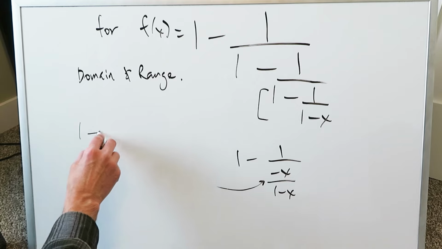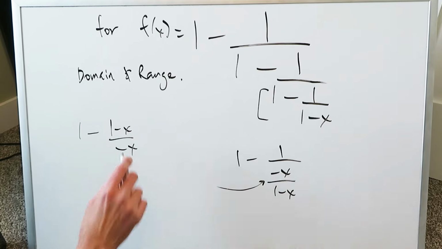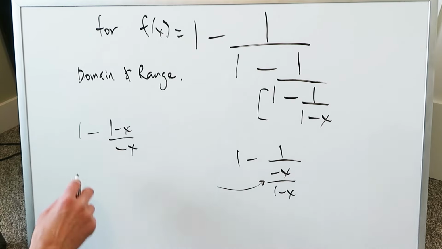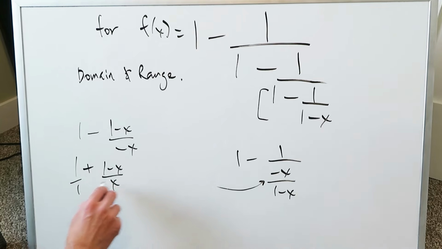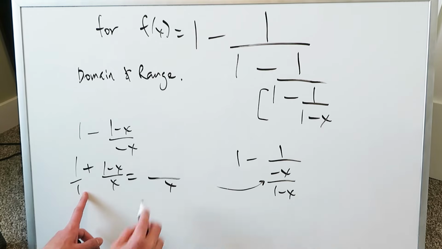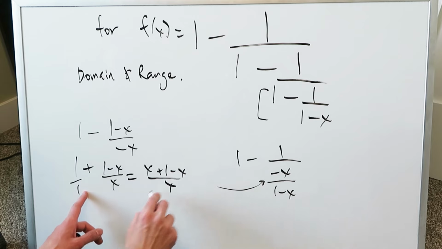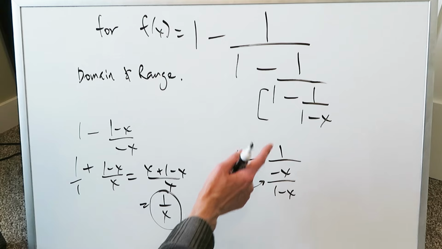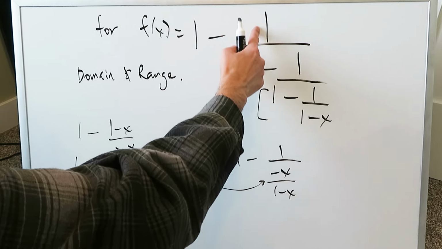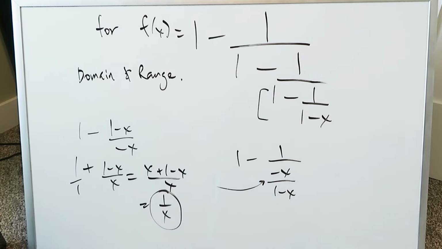You'll have 1 minus x over minus x. This minus and this minus can negate each other out, and you'll have 1 plus 1 minus x over x. That's exactly what you have. Now do a common denominator here, which is just x. You'll have x plus 1 minus x. When you simplify this, you'll have 1 over x. Now this represents over here the denominator of this 1. It represents the denominator of that 1.